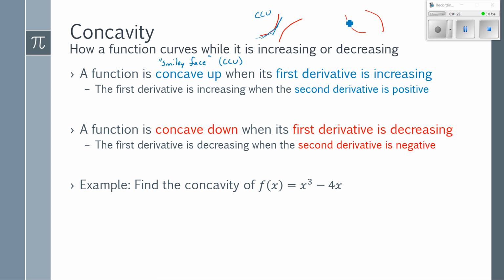With decreasing functions, kind of the same thing. Remember, this is a negative slope. Well, the slope is increased, and the slope is increased again to make them less negative. So this would also be concave up.